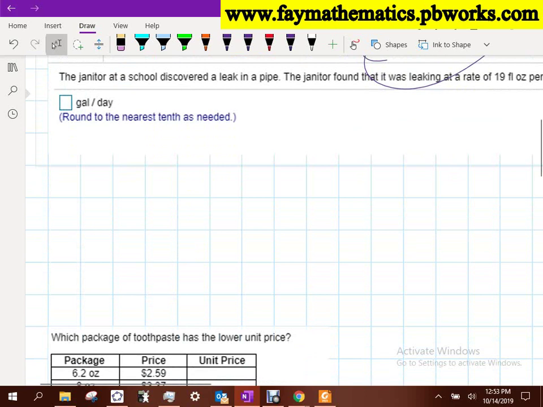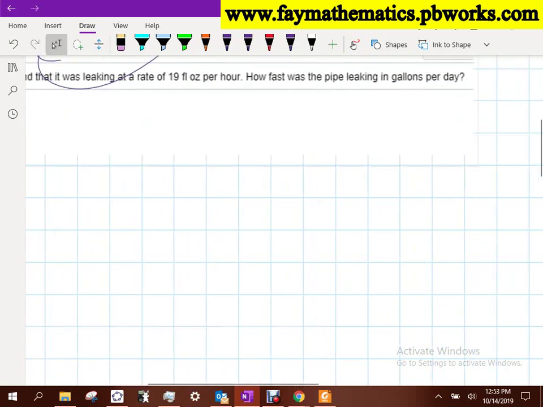All right. So this one says, the janitor at a school discovered a leak in a pipe. The janitor found that it was at a rate of 19 fluid ounces per hour. So here's the idea. Maybe he goes to the science teacher and says, hey, give me a graduated cylinder. I'm going to set it underneath my leak, and I'm going to put a timer on it for 1 hour. And when I come back, it's got 19 fluid ounces in it after that 1 hour.